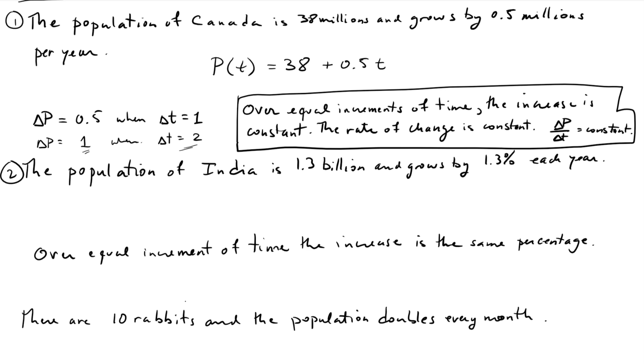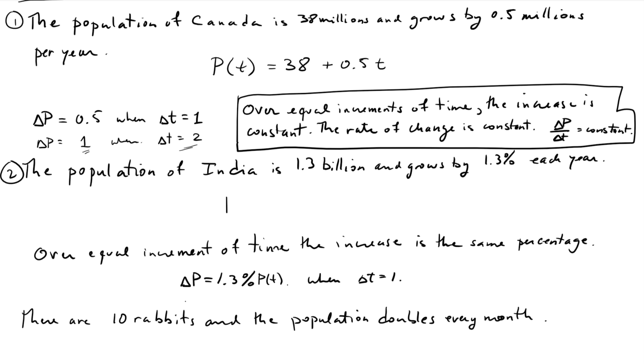In other words, delta P is going to be 1.3% of P, same percentage of P, or P of t if you prefer, when delta t is 1. So over equal increments of time, delta P is always going to be 1.3% of P of t. If it were just 1.3%, that's a linear model, but it's 1.3% of the population, and that makes it nonlinear because that's likely to change as P of t changes.